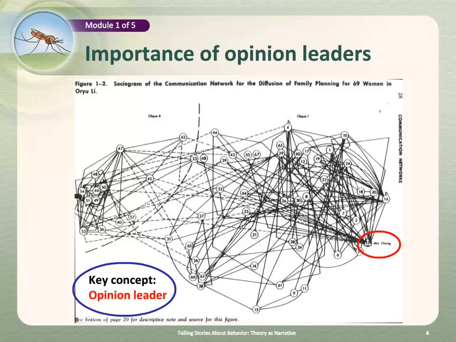Now, can you find Mrs. Chung? Mrs. Chung, number 13, is marked in the red circle on the far right of the diagram. And you can see that Mrs. Chung reported talking to a lot of other women in the village. This illustrates another important principle of diffusion of innovations. Mrs. Chung is what we call an opinion leader. An opinion leader is someone that other people in the community or in the neighborhood or in the workplace turn to for advice, someone they trust, someone they talk to, someone they approach for information when they have a question.